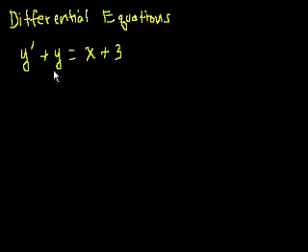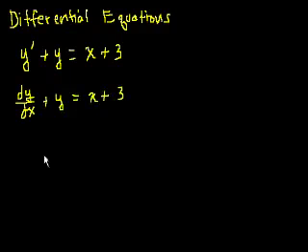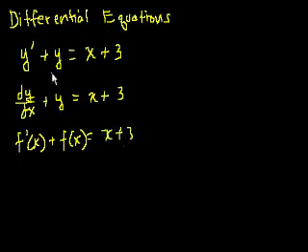Here the unknown function is y. We could have written it as y of x, or we could have written this as dy dx, the derivative of y with respect to x, plus this unknown function y is equal to x plus 3. We also could have written f prime of x plus f of x is equal to x plus 3. All of these would have been valid ways of writing this exact same differential equation.